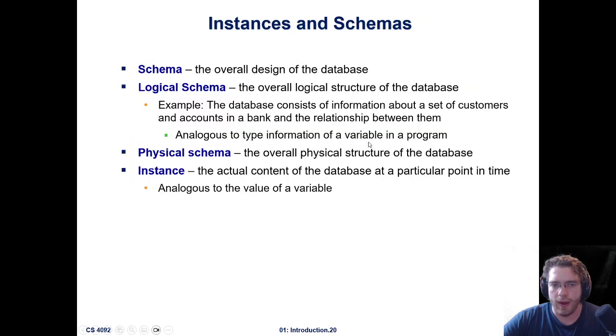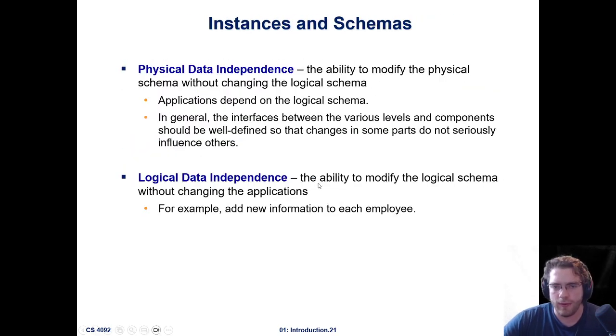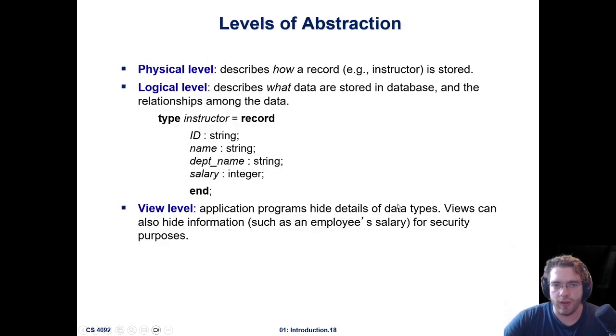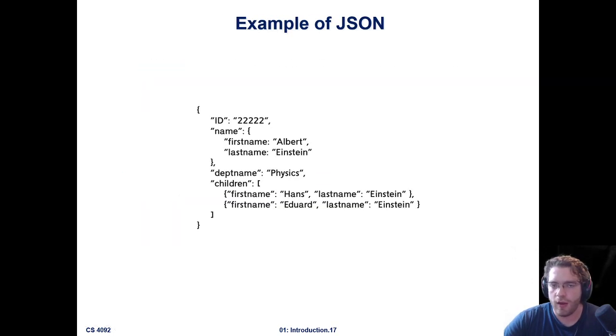The same idea applies to our logical data independence. This allows us to modify the logic behind our schema without changing the application. So again, we add new information. Earlier we saw that children was added into our JSON, so maybe we want to put that into our database too.